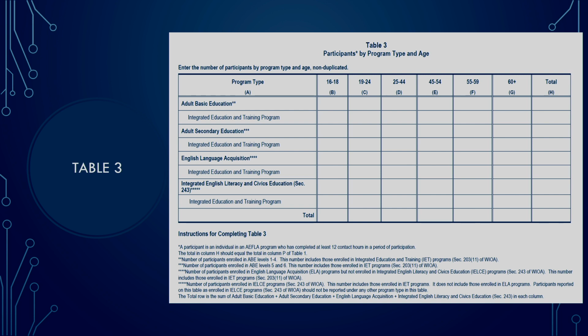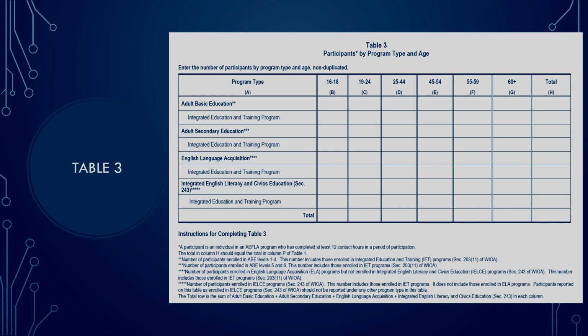Table 3. Table 3 is quite a bit different than the first two. The first two dealt a lot more with demographic information, what the student's race is, what the gender is. Table 3 deals specifically with what program type the student is enrolled in.